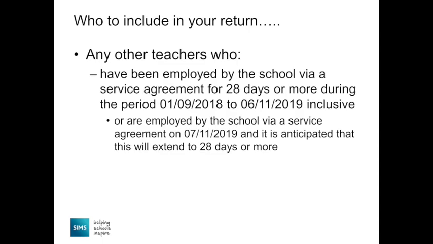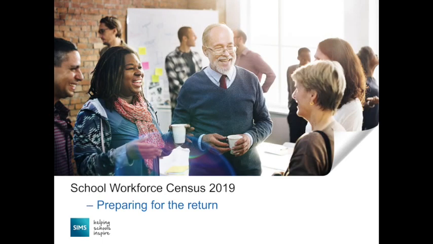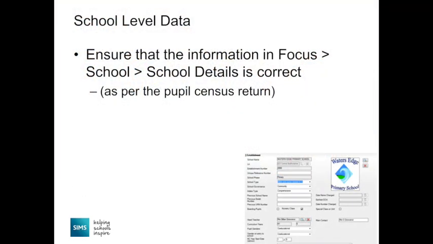Right, preparing for the return, getting things ready. School level information: this is pretty much as was submitted in the pupil census. So if it was right a few weeks ago, chances are it's right now. Just make sure that it's all there, and particularly pay attention to the contact information for the school, an email address that's checked, and a telephone number that will get answered. So just make sure the school details are correct.